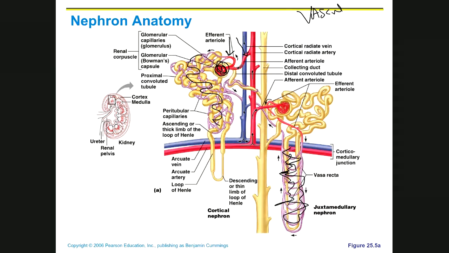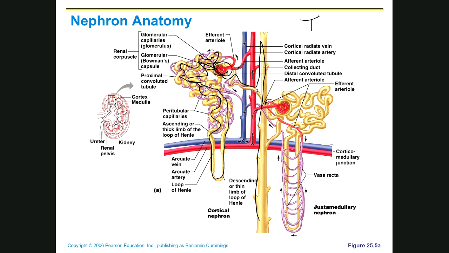But then remember, we also have this long tube. That starts here with Bowman's capsule. Then it goes from there to the proximal convoluted tubule, and then down to the loop of Henle, which has a descending and ascending limb, and then the distal convoluted tubule, and then finally the collecting duct. So that's the tubular portion of the nephron.